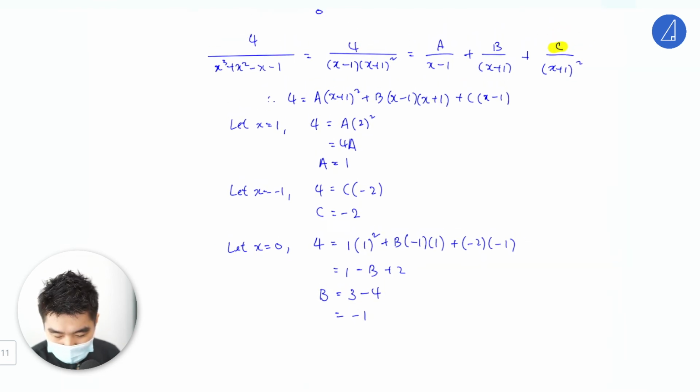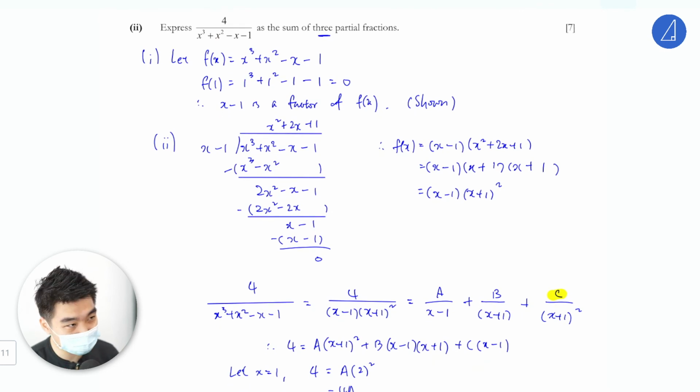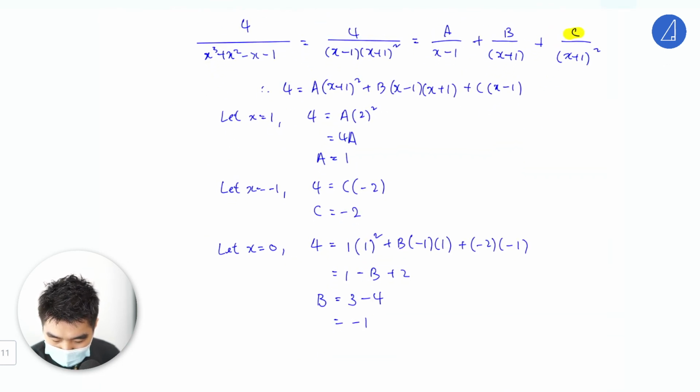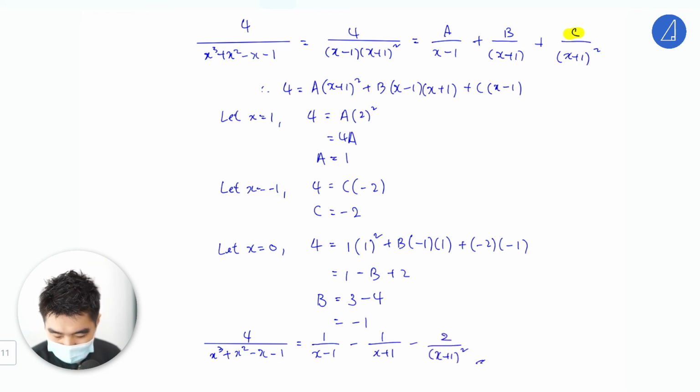All right, so check back what's the requirement of the question. It says to express this as the sum of 3 partial fractions. So your final answer, they want to see 3 partial fractions. So you need to do a final substitution over there. So rewrite the question: 4 over x cubed plus x squared minus x minus 1 is equal to a, so that's 1 over x minus 1. Be sure to bring in your denominators exactly the way that you phrased them at the start, okay? And then b, so that's -1, so -1 over x plus 1. And c, which is -2, so -2 over x plus 1 squared. That's done.